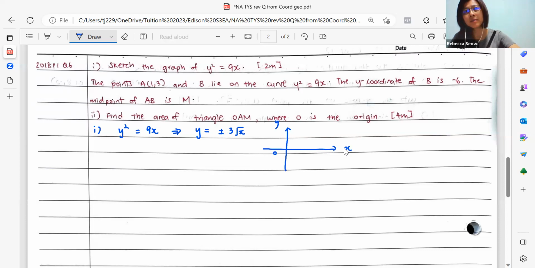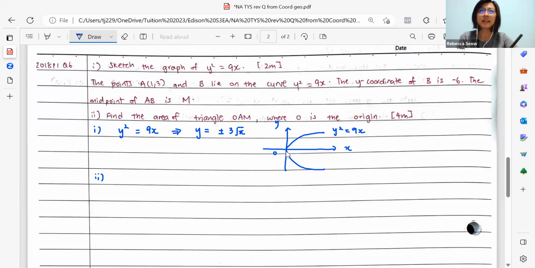It probably looks something like this, right? So if we have plus or minus 3 root x, it will probably look like that, above and below the x-axis. So y squared equals 9x. That's for part 1, and this is a 2-mark question. Now let's move on to the next portion.